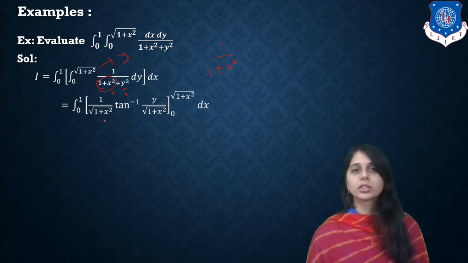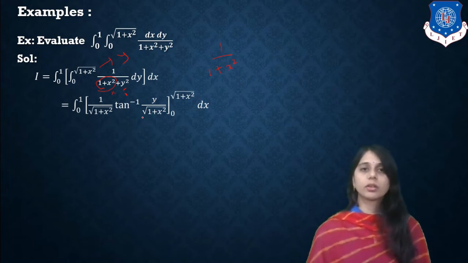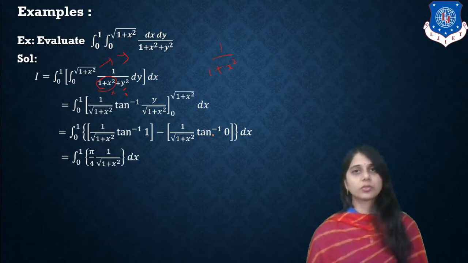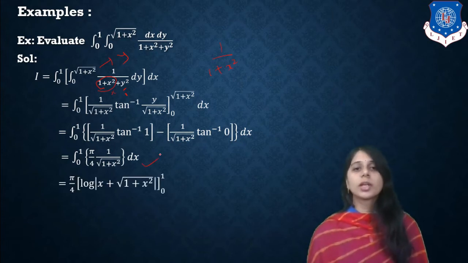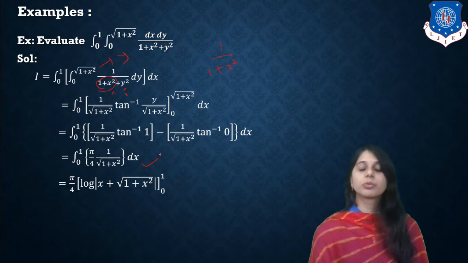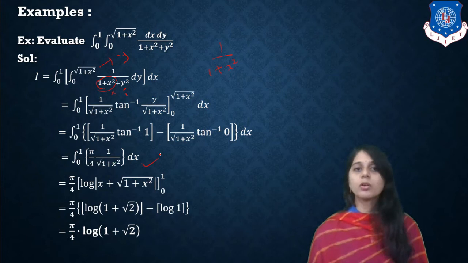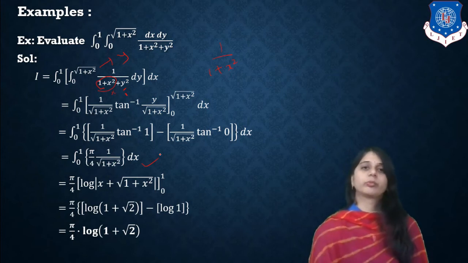So we are taking integration, it is a. What is our a? A is under root 1 plus x square. Now putting the limit of 0 to 1, 1 upon under root 1 plus x square, tan inverse 1 minus tan inverse 0. We get pi by 4 times 1 upon under root 1 plus x square. Now integrate with respect to x. So we get log of x plus under root 1 plus x square, and putting the upper limit minus lower limit, we get the answer as pi by 4 log 1 plus under root 2.